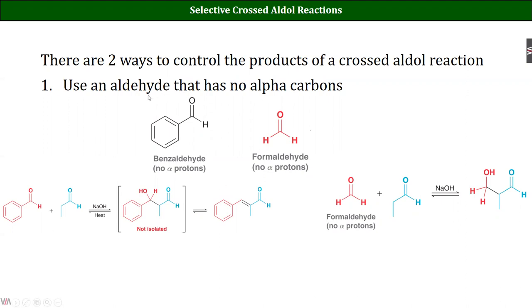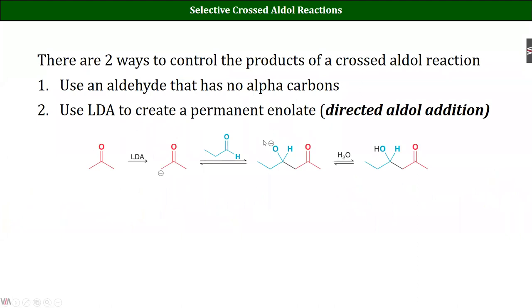So that's helpful, as we just realized. That's a pretty easy reaction to do if you're trying to make a product from these two pieces. But if you want to have total freedom, you have to get more creative, you have to get those super bases out and create a permanent enolate before adding your second carbonyl.